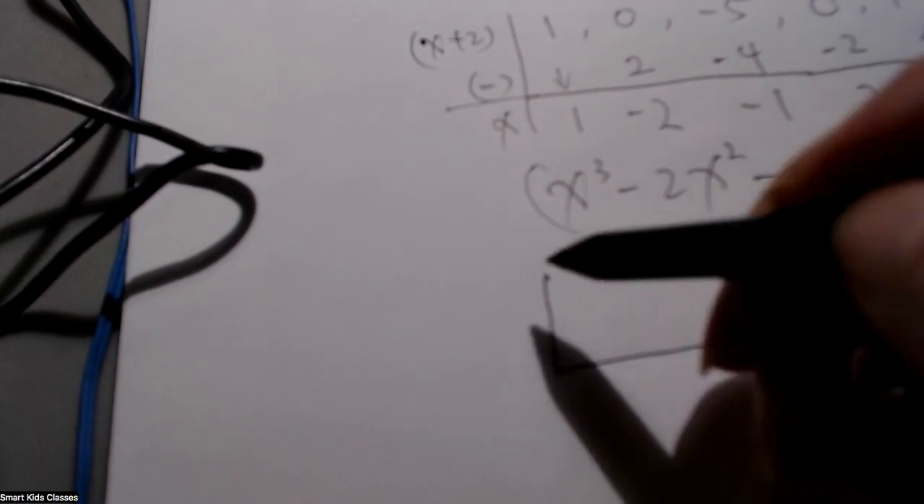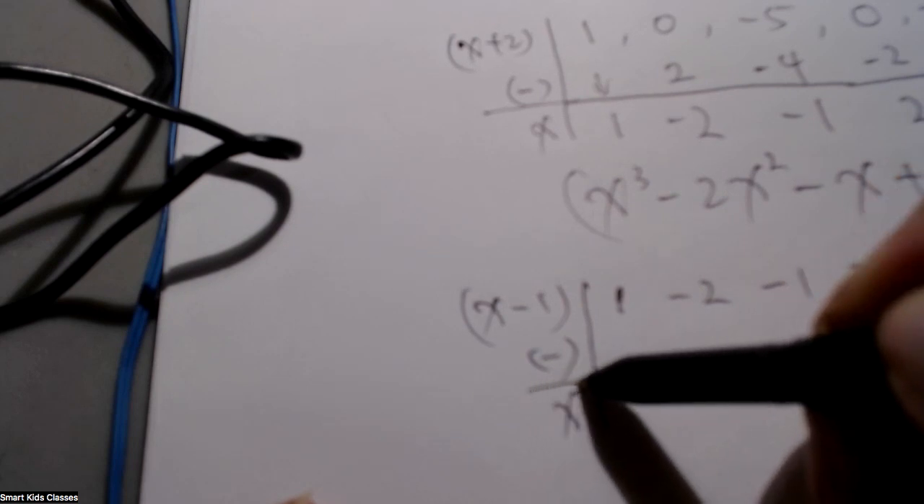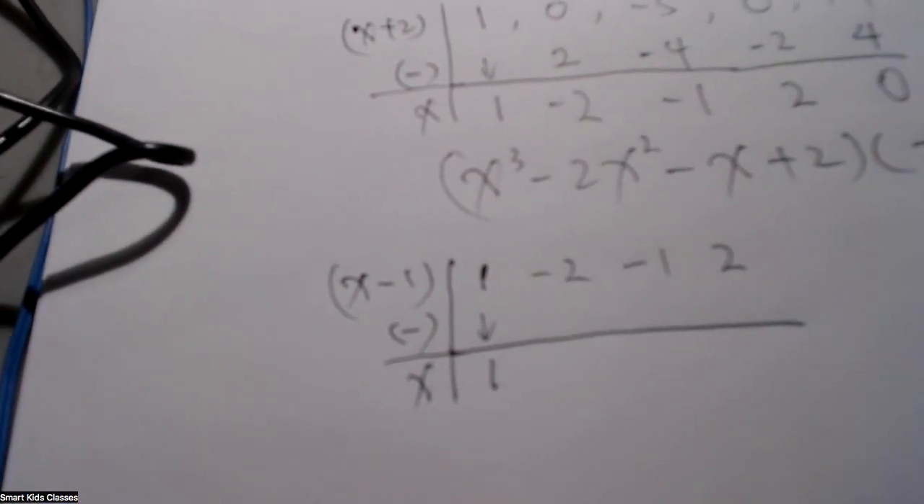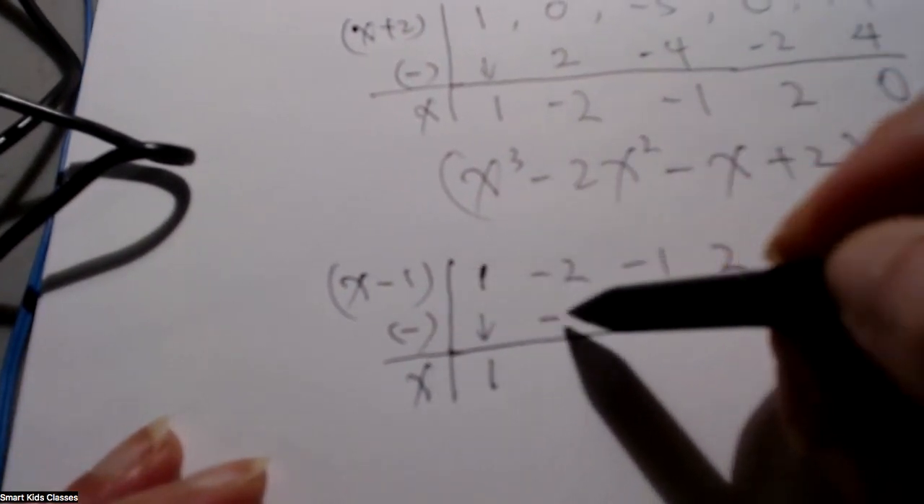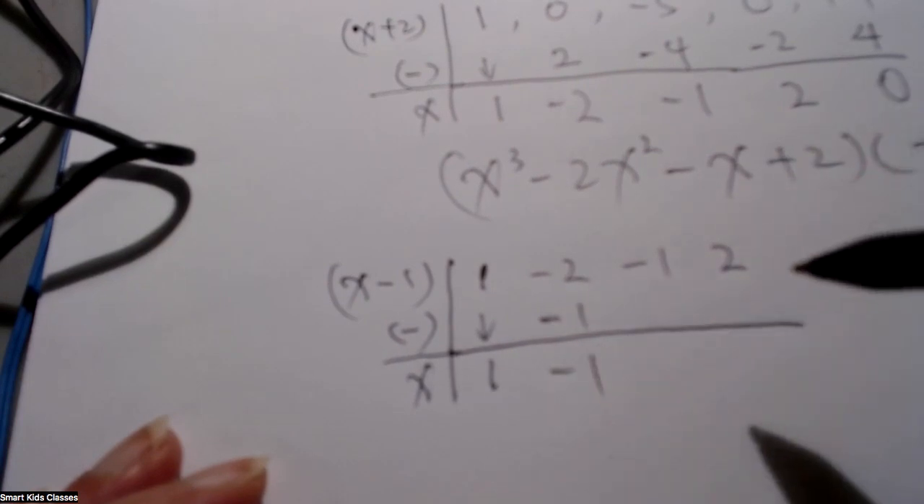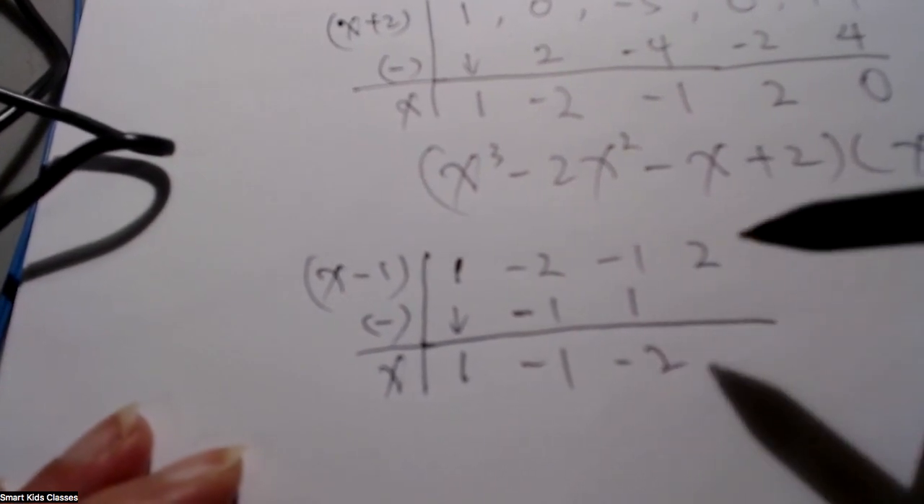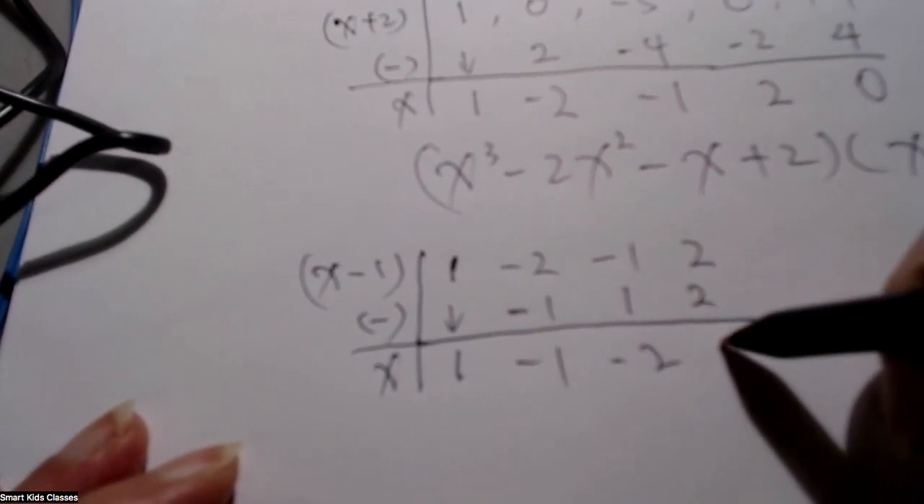So for x cubed, it's a 1. So negative 2, negative 1, and a 2. So we're going to have positive 1. So x minus 1 and subtract. So we're going to get x here. Now we bring the first number down. And 1 times negative 1, we get negative 1. So we get negative 1 here. Negative, negative, we get positive 1. We get negative 2. And then we get a positive 2. We get this 0.